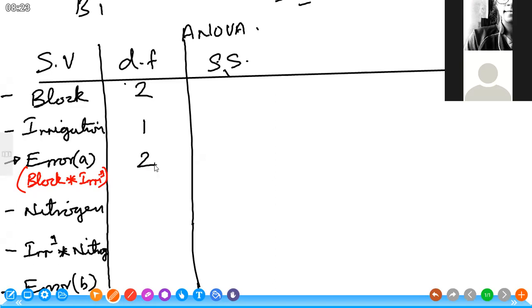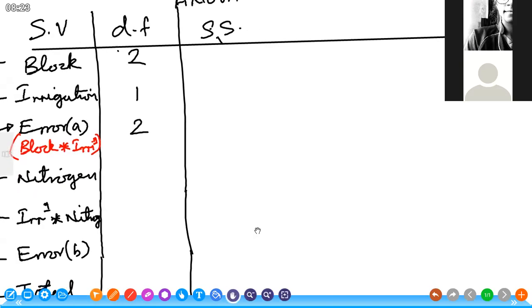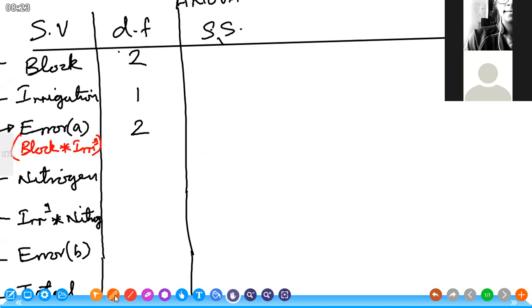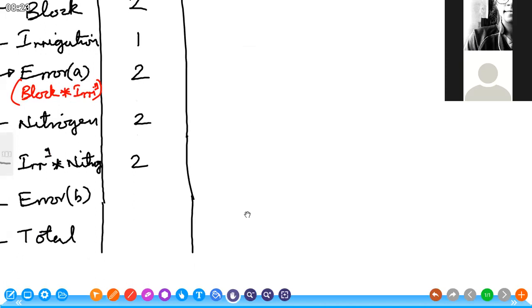Anyone? What is the degrees of freedom of nitrogen? 2, because it has 3 levels, so 3 minus 1 is 2. So irrigation into nitrogen? 2. What is the total degrees of freedom? 17. So that means 18 minus 1, ABR minus 1. Right. What is the error degrees of freedom?